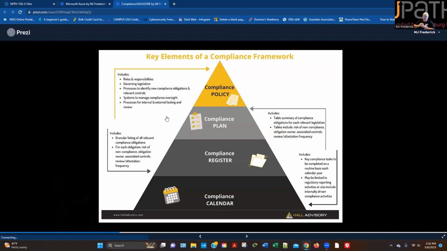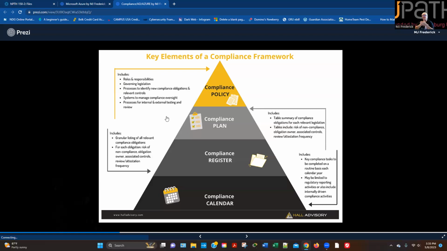Then you have a compliance plan, which will include a table summary of compliance obligations for each relevant legislation. It will also include risk of non-compliance, the obligation of the owner, associated controls, and review and attestation. Meaning you're always going to review. You don't just walk away and say, okay, we've got this implemented now. We don't need to do anything else or revise it at any point. Not true. Then you come down to the compliance register. This is a very granular listing of all relevant compliance obligations that you have and the risk of non-compliance, obligation of owner, associated controls, and reviewing it again.